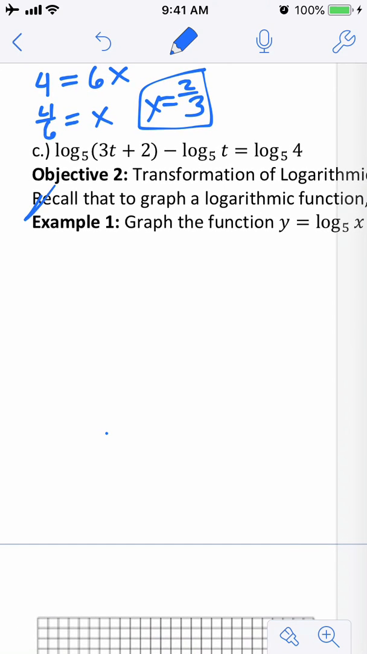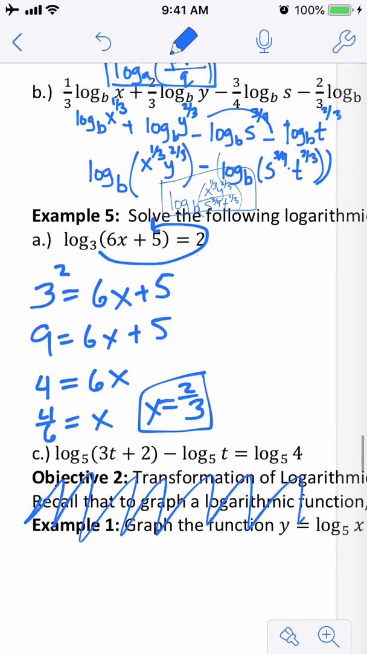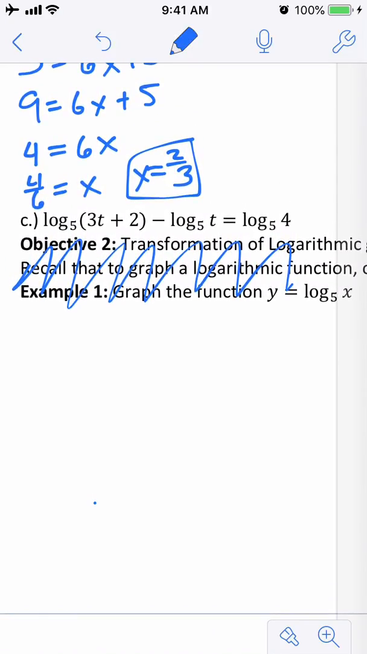All right, I have log 5 of 3t plus 2 minus log 5 of t equals log 5 of 4. That's a lot of logs, but luckily, they're all log 5. I don't have to worry about converting multiple things. This is going to be pretty easy. It's almost the same problem. I'm going to move all the logs to one side first and then use my rules. That is not always the best way, but it's a good rule of thumb.